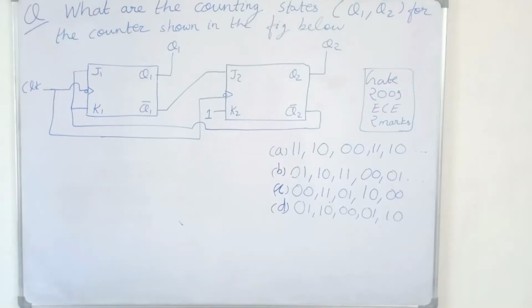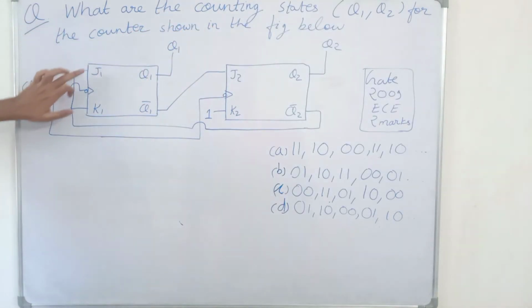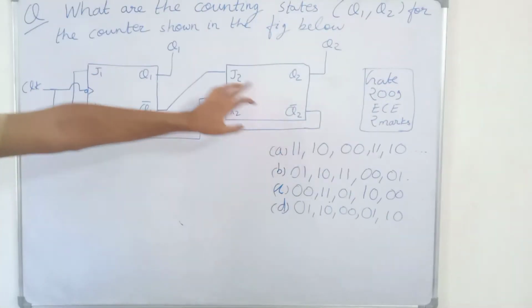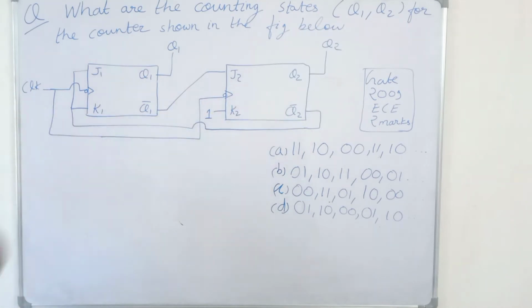So we are solving a question based on JK flip-flop. In this we have to find the counting states Q1, Q2 for this counter which is shown. Both J and K are shorted and they are connected to Q2 bar. Q1 bar is connected to J2, and K2 is always connected to 1.